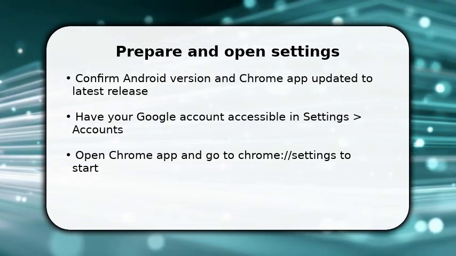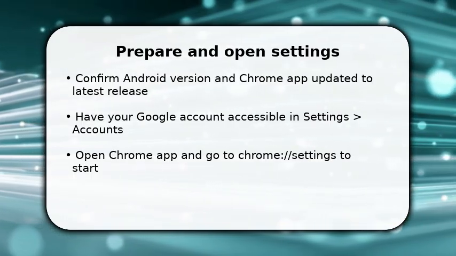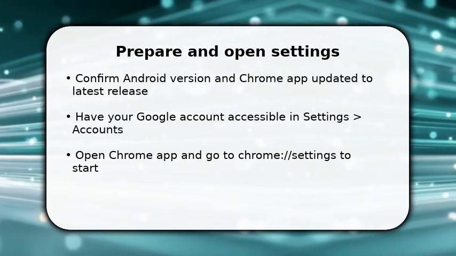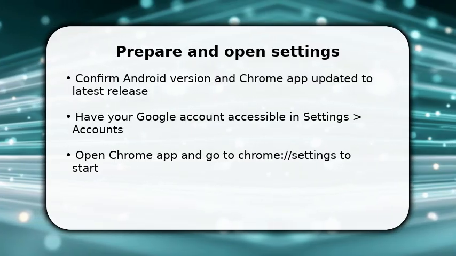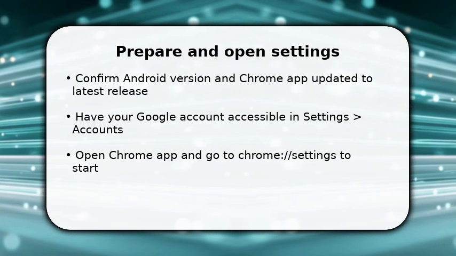You navigate to chrome://settings or tap the three-dot menu, then Settings. Make sure you're in the same profile that shows trending results, otherwise you'll toggle the wrong preference. This first step places you inside the app controls that govern search suggestions and trends.